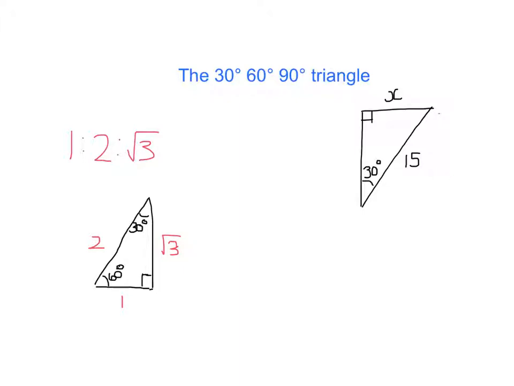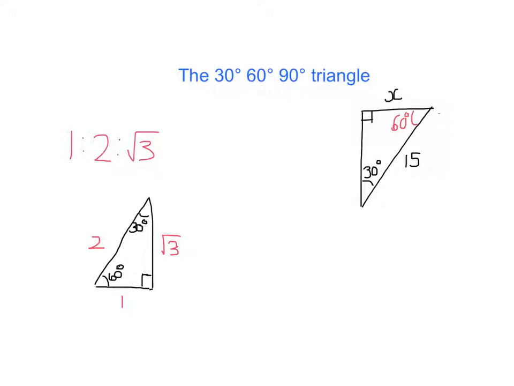So let's have a look at an example. Here I've got a triangle with an angle of 30 degrees and 90 degrees. So that means that the missing angle must be 60 degrees. So I can see that I have a triangle that's 30, 60, 90. So I can use the ratios to help me find missing sides.